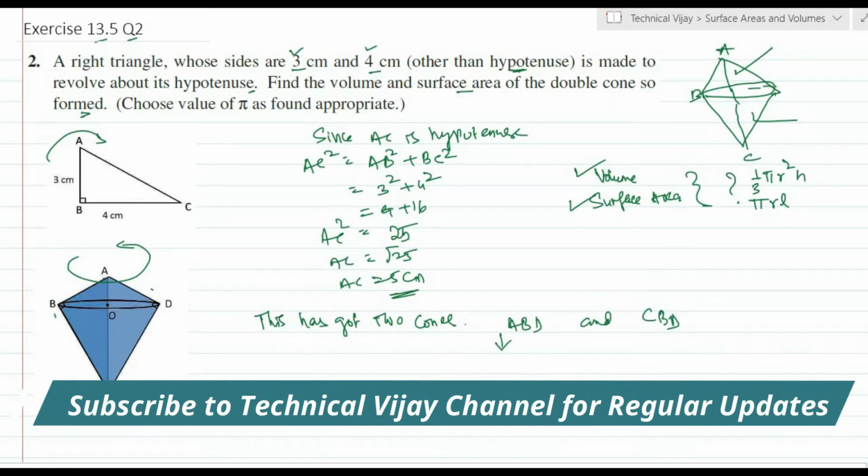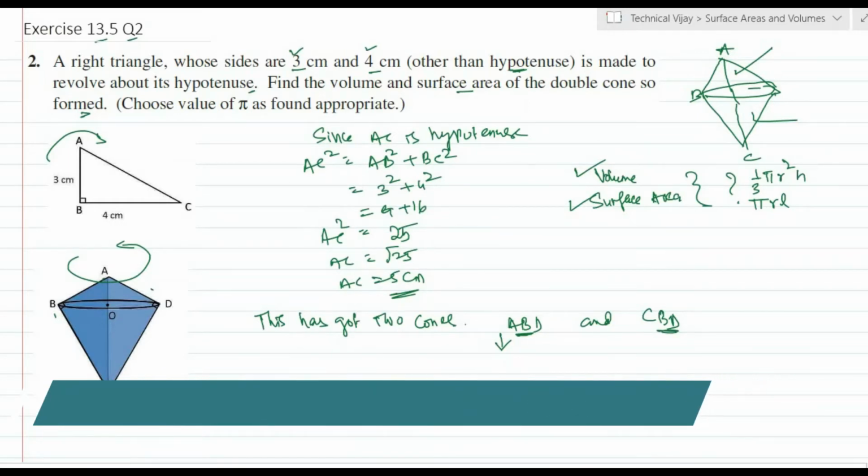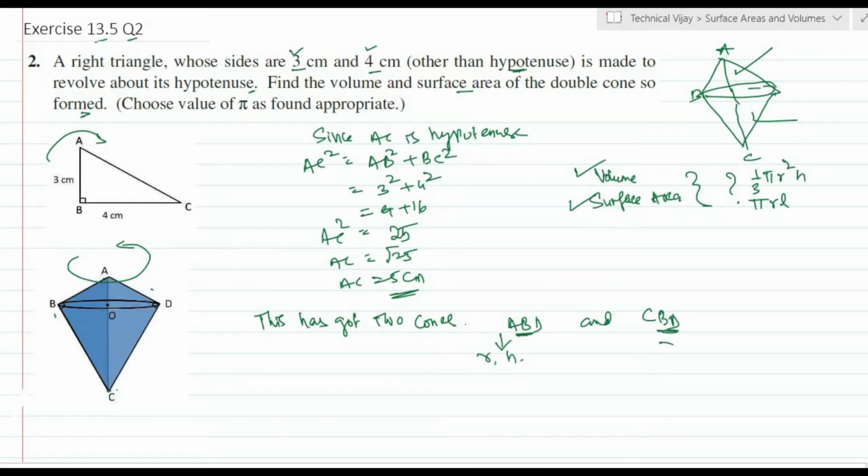So now from these two formulas we have to calculate for ABD and for CBD also. So we should know the R and H, and here also R and H, so that we are able to calculate the volume and surface area. R, H and L, all three we have to calculate. So consider this ABD. Here, the R means the radius, that is from B to this point O. And the height will be this one.